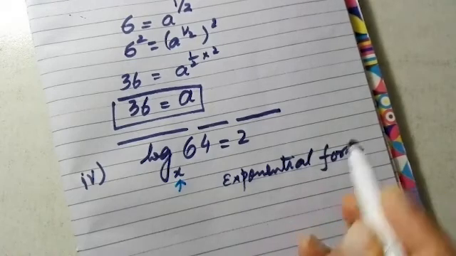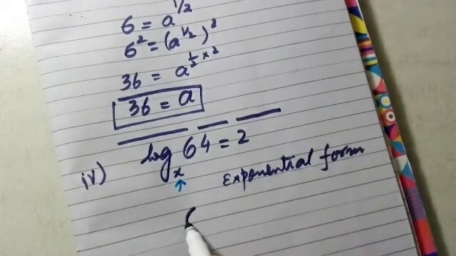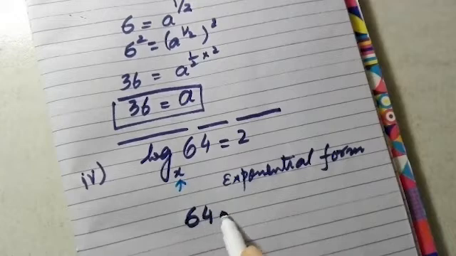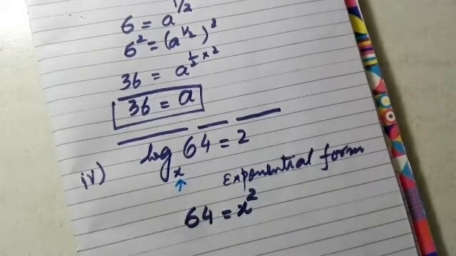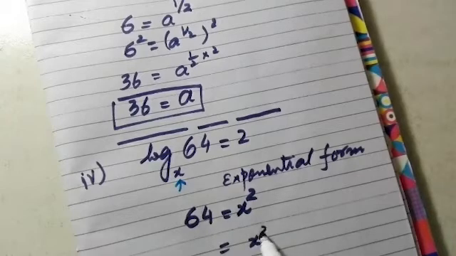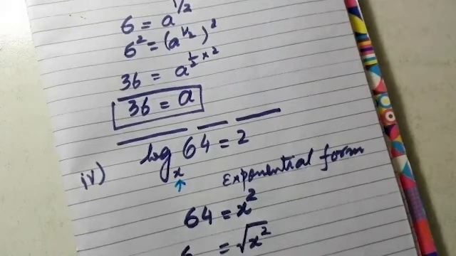So how to find it? Once again, the first task is we have to convert this expression into exponential form. So in exponential form, you have to keep 64 as it is. Shift x to the other side as the base, and 2 will become its power. Now, once again, we have converted logarithmic form to exponential form, and we are asked to find the value of x, or we are asked to solve this expression.